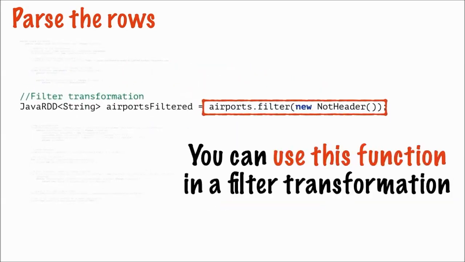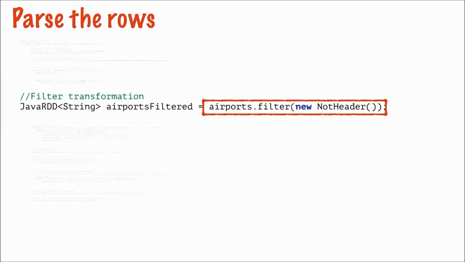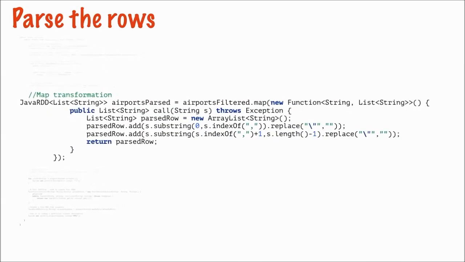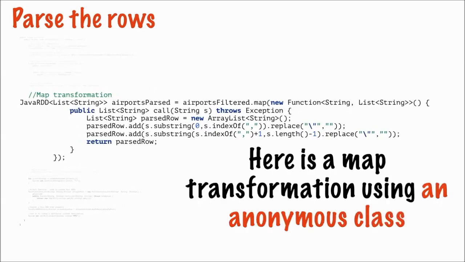An object of the not header class is the function object that we'll pass in to the filter transformation. Airports.filter takes in a new not header, an instance of the not header class. That is the function object. Let's now see an example of a function object created using an anonymous class. So after airports.filter, which used a subclass of the function interface, our next example will use an anonymous class.